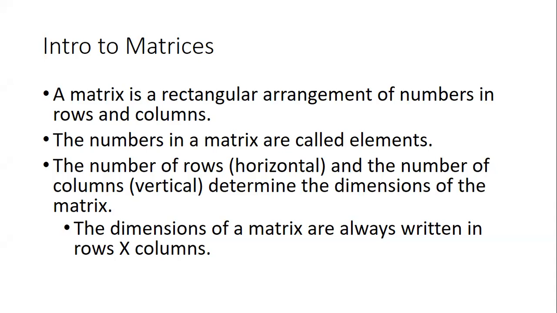The numbers in a matrix are called elements, okay? The number of rows horizontally and the number of columns vertically determine the dimensions. Your dimensions of your matrix are written as row by column. How I remember is RC cola.